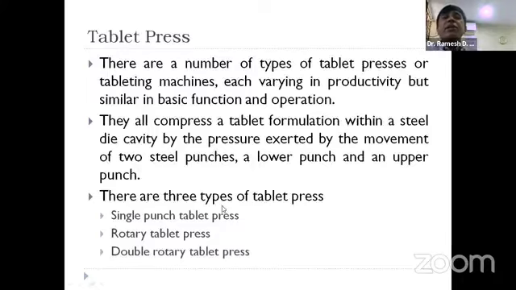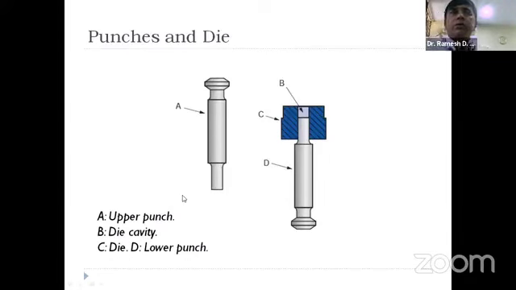Tablet press is the tablet compression machine. Nowadays, most commonly we are using rotary tablet machines, but mainly there are two types of tablet machines: single punch tablet machine and rotary tablet machine. Under rotary tablet machines also, there are two types: single rotary or simple rotary tablet machine and double rotary tablet machine. Single punch tablet machines are nowadays normally not used. So the important parts of the tablet machines are punches and dies. There is always a set of punches and dies: upper punch, lower punch, and a die.